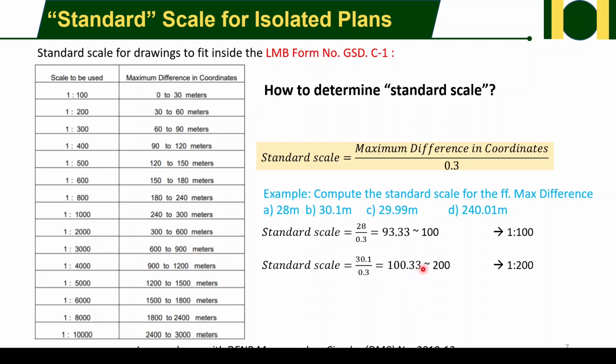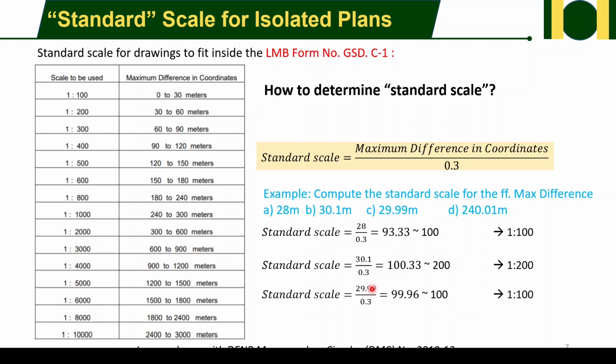This one, 100.33, although it is closer to 100, we rather use 200. It is because if we use 100, then the scale or your drawing might exceed the margin. That's why you have to choose the next lower scale. So the scale for this one is 1 is to 200. If you check on the table, 30.1 is somewhere between 30 to 60, so it's 1 is to 200.